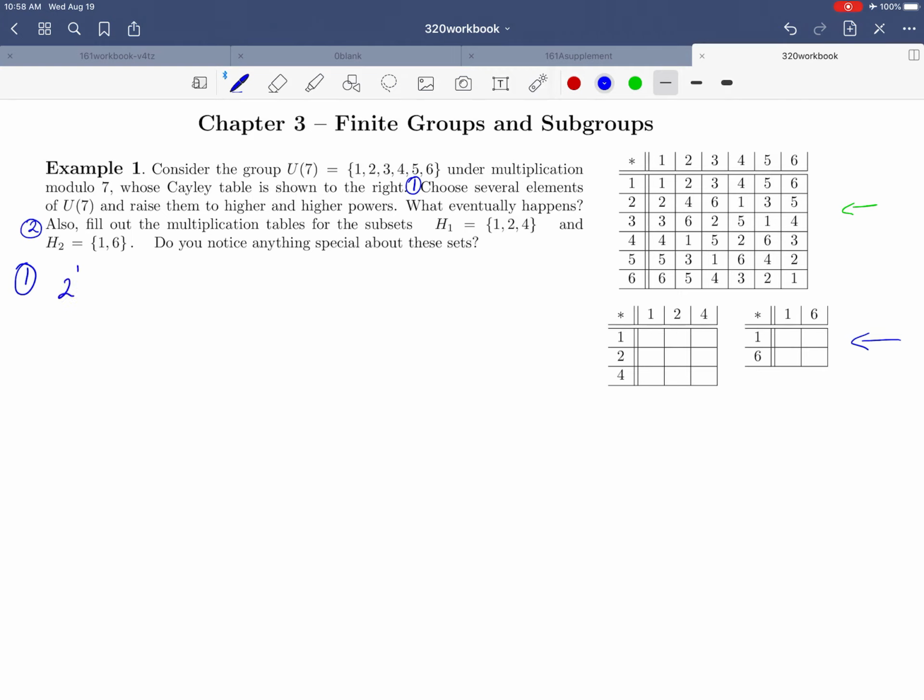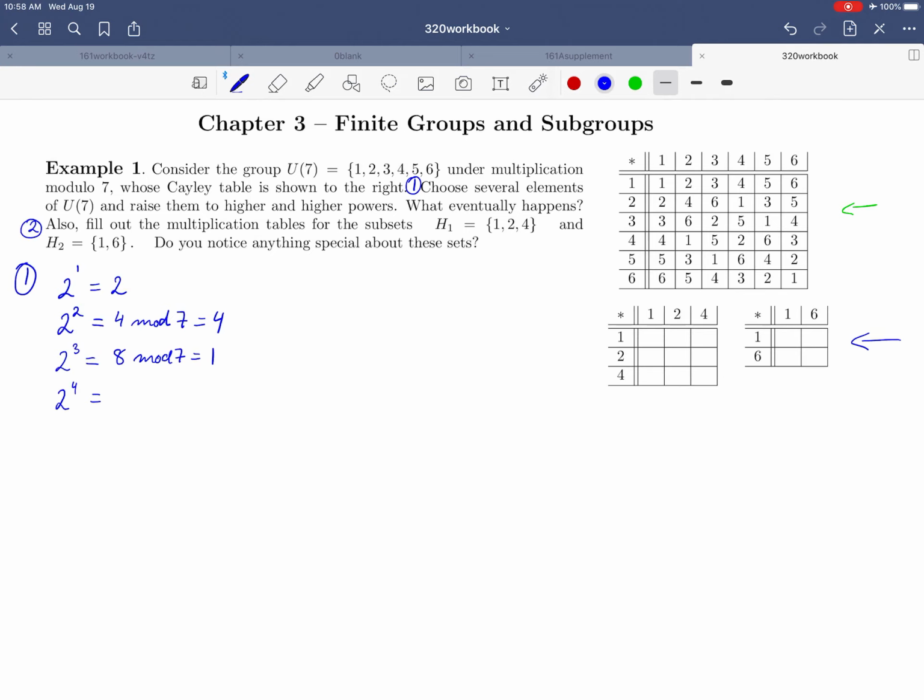Okay, let's take an element, 2. If we raise 2 to the first power, that's just 2. What happens if we raise 2 to the second power? That is 2 times 2, that's 4, mod 7, that is still 4. Okay, so 2 squared is 4. What about 2 cubed? That is 8, but mod 7, that is 1. So we have 2 to the first is 2, 2 squared is 4, and 2 cubed is equal to 1. So what is 2 to the fourth going to be?